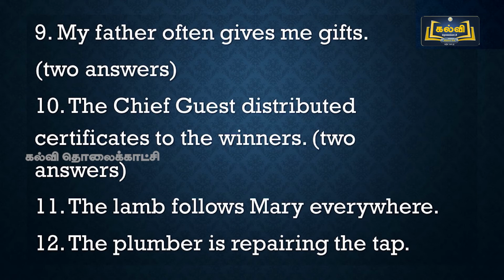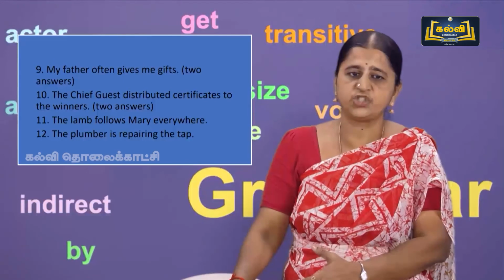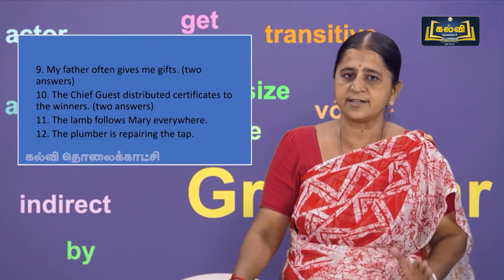The chief guest distributed certificates to whom? To the winners. So you start your answer with the winners. The winners plural. The winners were distributed certificates by the chief guest. So this is answer number 2.